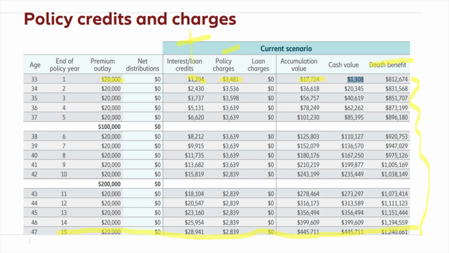So if you notice all the way down here until year 12, these are different numbers. But in year 13, I've got $356,000 and $356,000. So my accumulation and my cash value is the same. The difference here up until year 13 was the surrender fee.